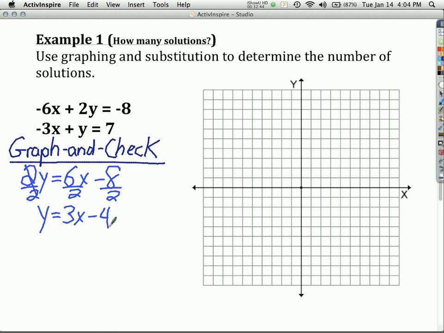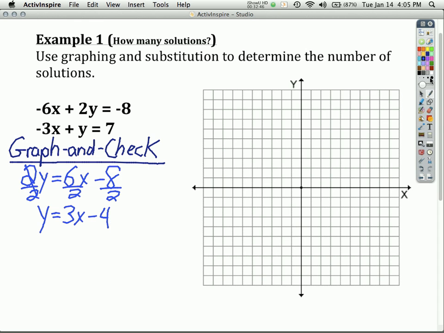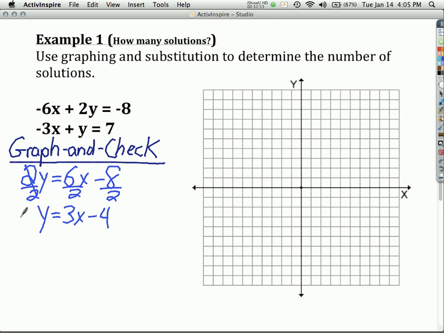Now we also want the second equation in slope-intercept form because we want to graph both of them. What do we do to the second equation to get it in slope-intercept form? Tristan?